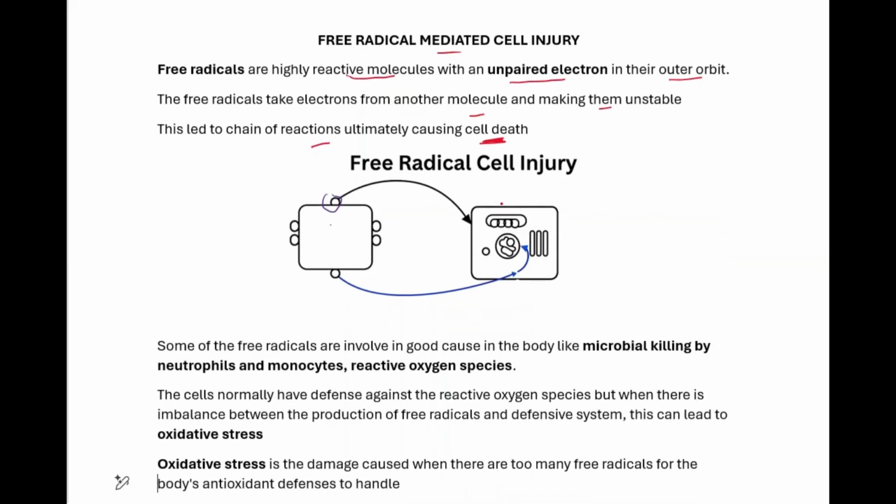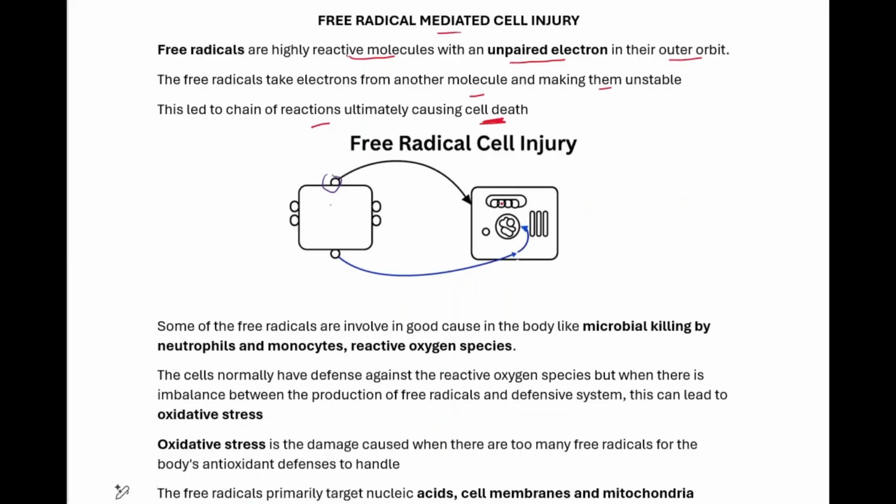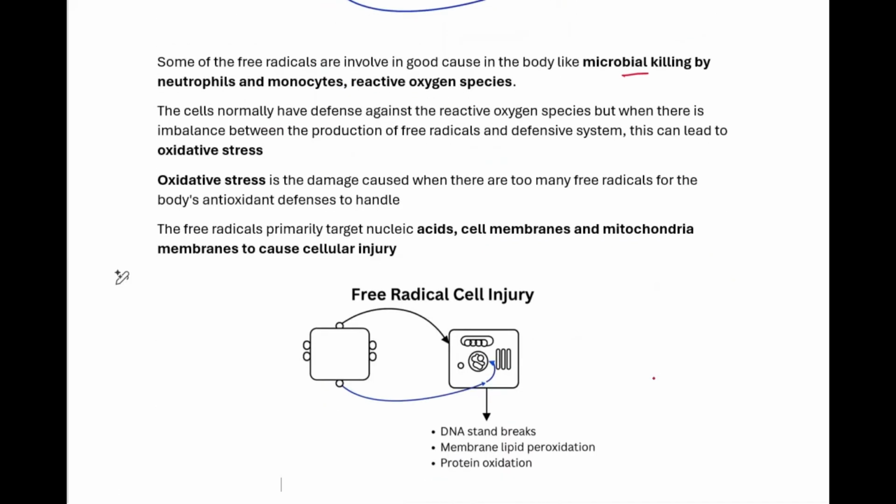When you look at some of these free radicals, not all of them are bad. Some of them are actually there in our system for a very good cause, for instance microbial killing, so killing of bacteria, especially in the neutrophils and monocytes. They use reactive oxygen species, as we're going to see later in the lecture. But we also have a system in our body to defend us against these free radicals. When these free radicals overwhelm those defensive systems, this leads to what we call oxidative stress.